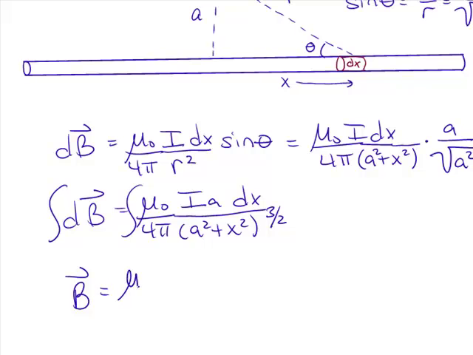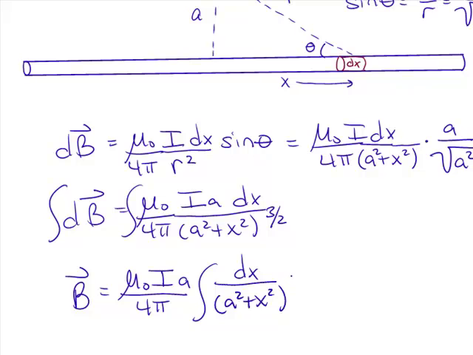We'll pull our constants out. Mu 0 is a constant, I is a constant, A is a constant, and 4 pi is a constant. And so we're left with the integral dx over A squared plus X squared to the 3/2.